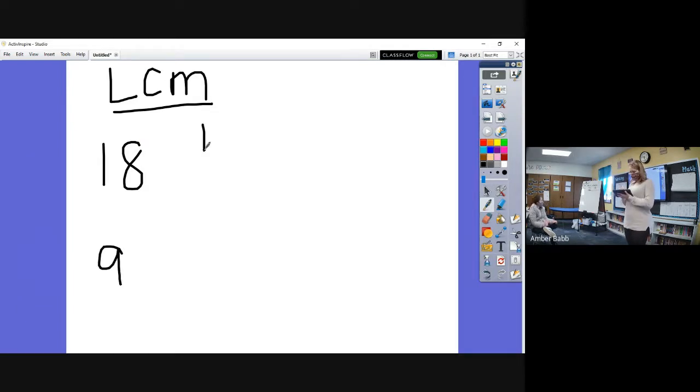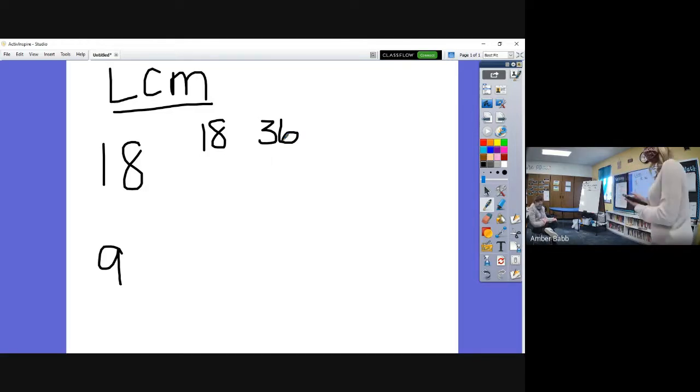Okay, 18 times 1 is 18. 18 times 2 is 36. I just accidentally did that column. Okay, let's count by 9s.